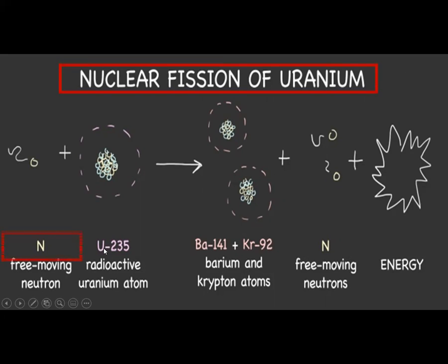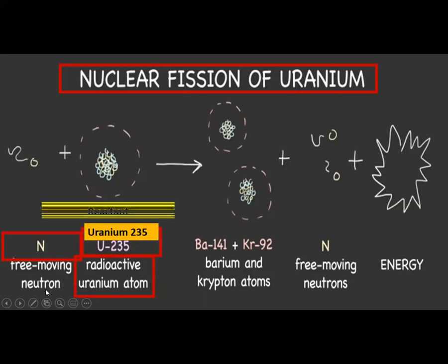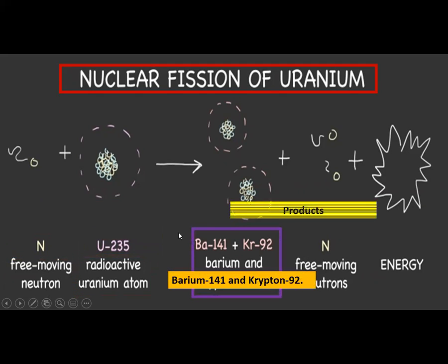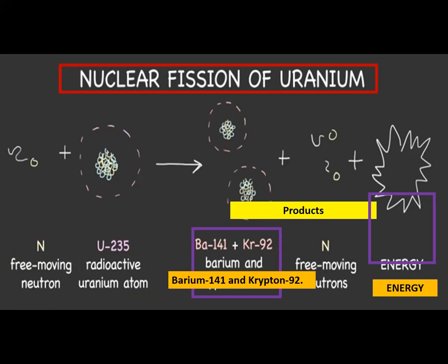This is how nuclear fission happens in nuclear power plants. The main fuel is uranium-235, and this uranium-235 is bombarded with a free-moving neutron, and it splits into barium and krypton, and in the process it produces a lot of energy. This energy is used to turn water into steam, and the steam is used to propel the turbine and make the generator produce electricity. Again, this is used in nuclear power plants.